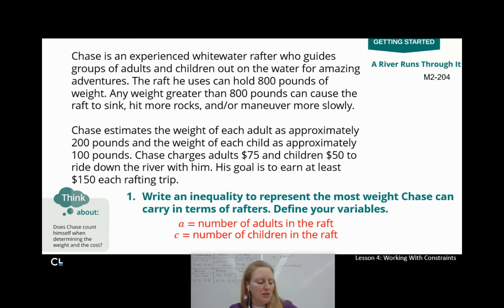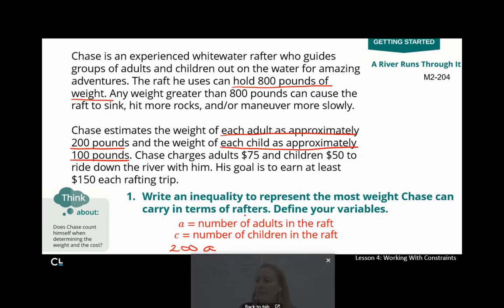So if you used X and Y, if you use something else, that's totally fine. I'm just using A and C, A for adults, C for children, because it was easy. Now, we're talking about weight. And so I can see that we can hold 800 pounds of weight. We don't want to go greater than that because it causes trouble. We're saying that each adult is approximately 200 pounds. Each child is approximately 100 pounds. So for adults, it would be 200 pounds per adult. So I'm going to say 200A.